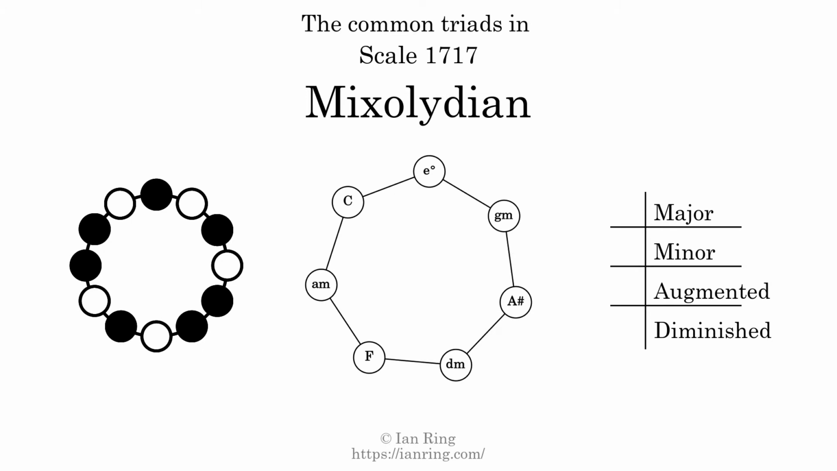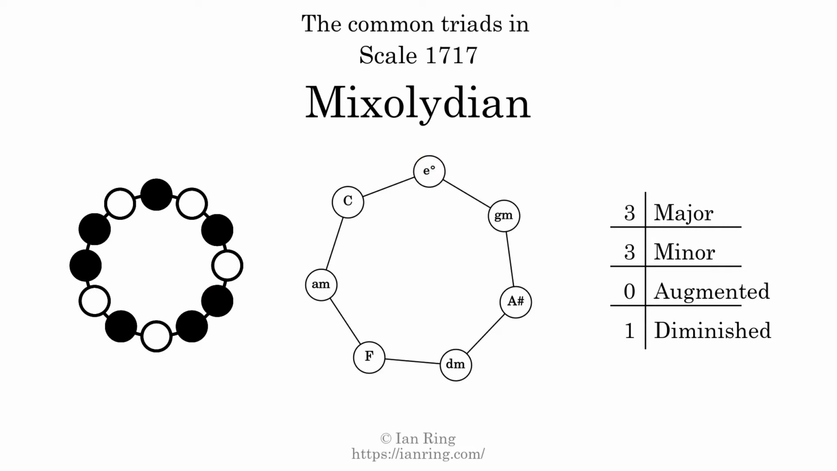Here are the common triads present in this scale. The diagram in the center is a graph of parsimonious voice leading between triads. There are 3 major triads. There are 3 minor triads. There are no augmented triads. There is 1 diminished triad.